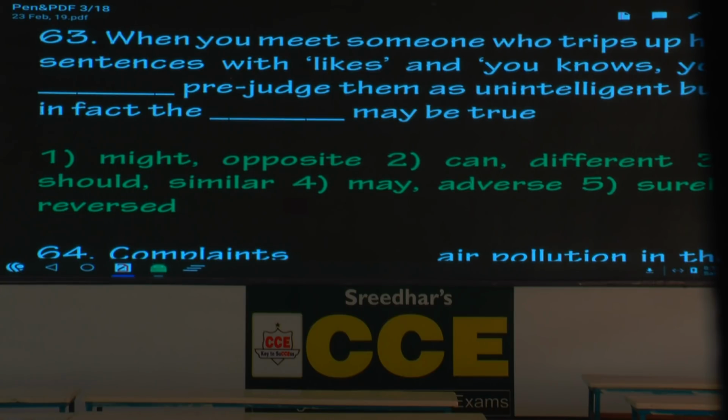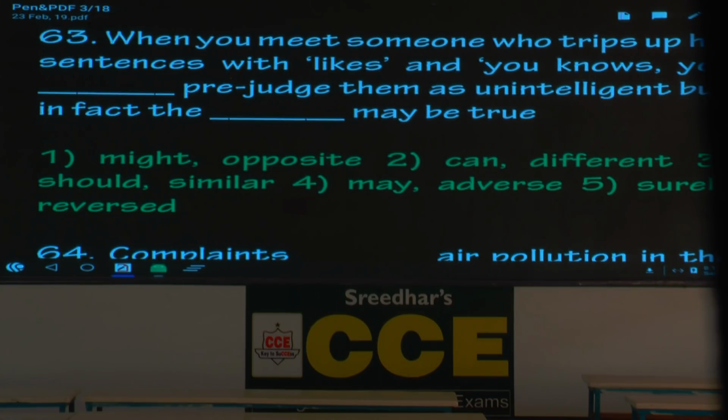It shows that I know what to say, when to say, how to say. I know how to use the right word at the right time. Those who are not good at English, they use this, we call these fillers. The sentence is about them. Now you got an idea? I will read. When you meet someone who trips up his sentences with likes and you knows, that means what?